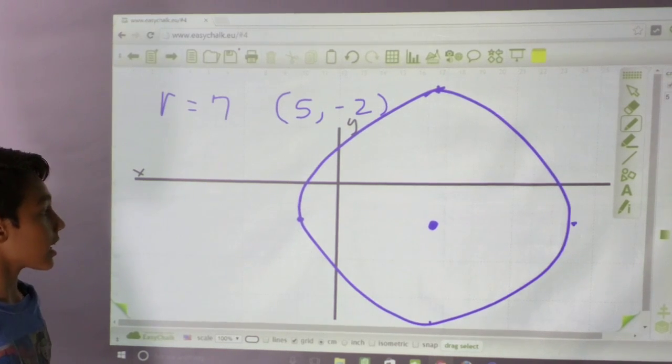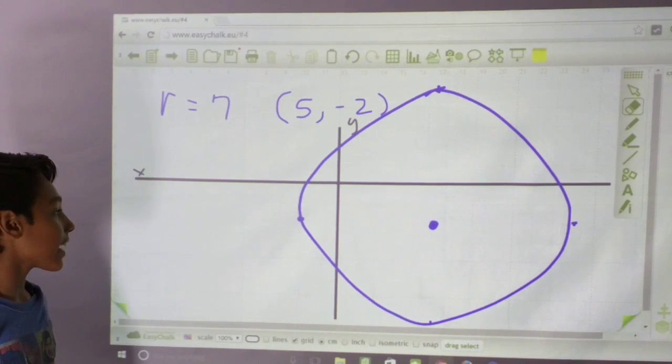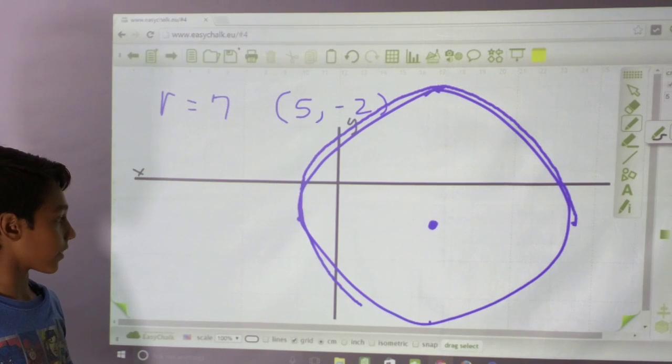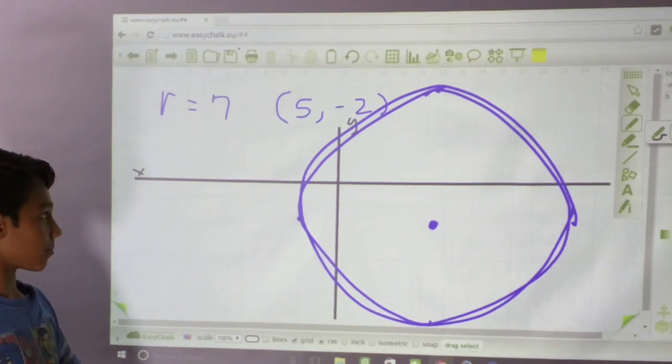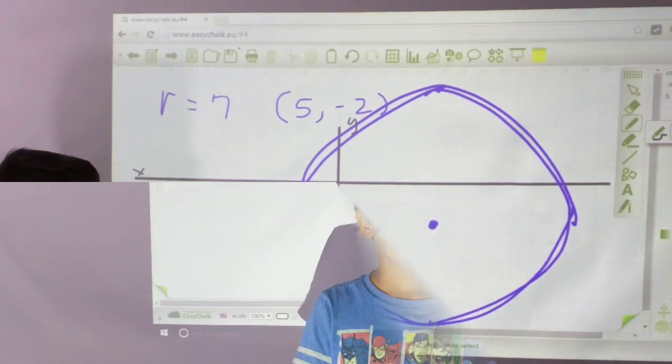And it looks like that. I know it's not the best circle, but if we had a perfect circle, it would look something like that. And we have the radius. So now in a new improved circle, we can see the radius of 7.